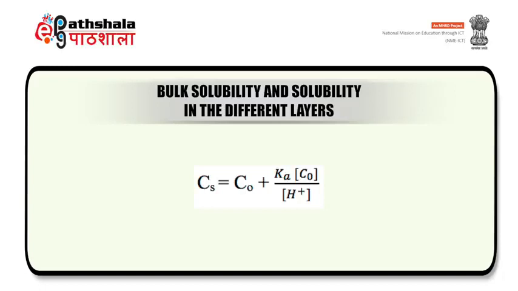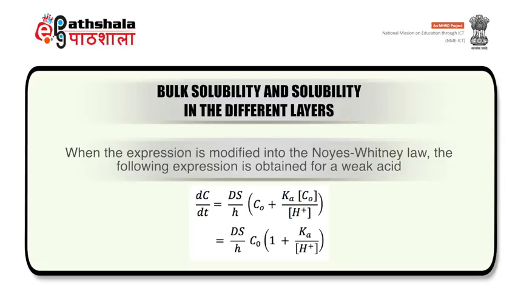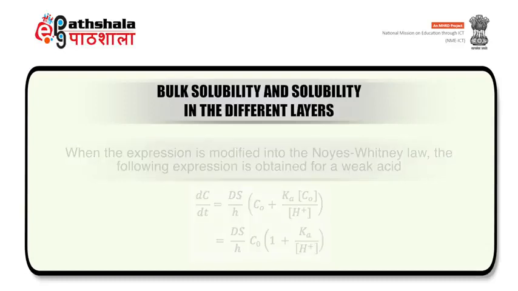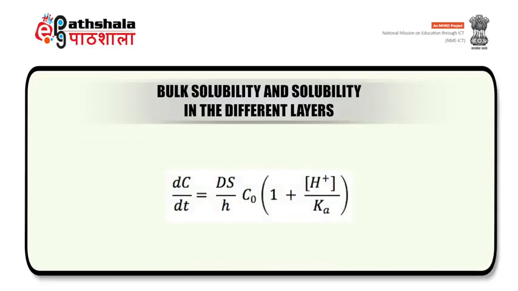This equation represents the solubility of weak acids, and the following equation represents the solubility of weak base, where Cs is equal to C0 plus C0 into hydrogen ion concentration divided by the dissociation constant Ka. When the expression is modified into the Noyes-Whitney equation, the following equation is obtained for a weak acid as shown below, and for the weak base as depicted by the equation, dC by dt is equal to DS upon h into C0 1 plus H plus upon dissociation rate constant.